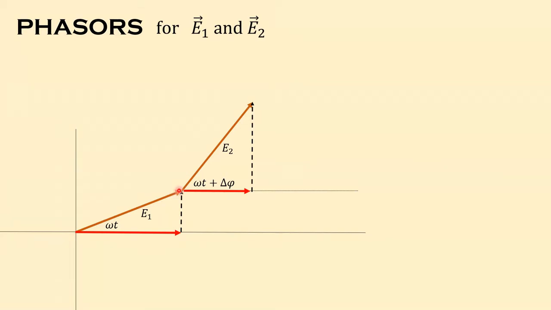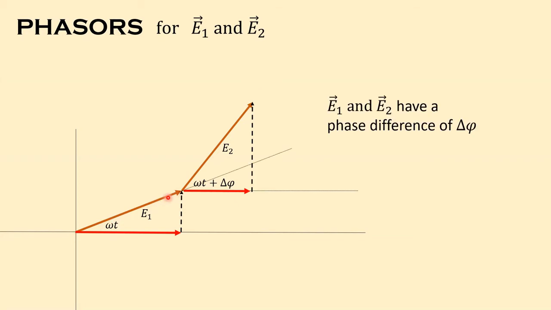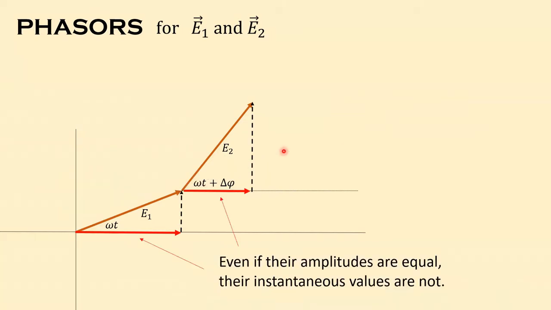So if they had the same phase, if the phase of E2 was also omega t, then it would point off in this direction, same as the direction of E1. And this makes it a little bit clearer. So this angle right here is omega t. Phasor E2 has this additional shift in angle. This is delta phi. This angle here is the phase difference between phasor E1 and phasor E2. So if delta phi right here were 0, then this phasor would point in the same direction as phasor E1. In other words, they would be in phase.